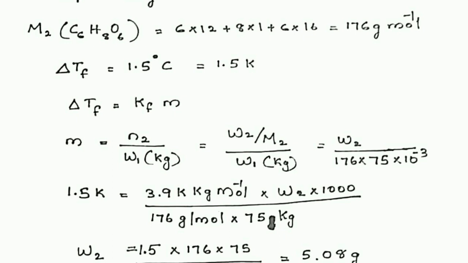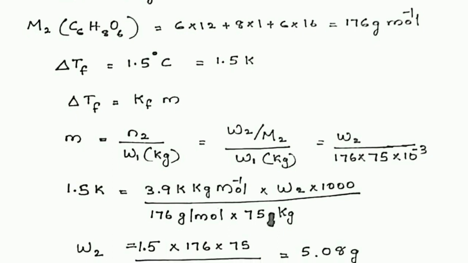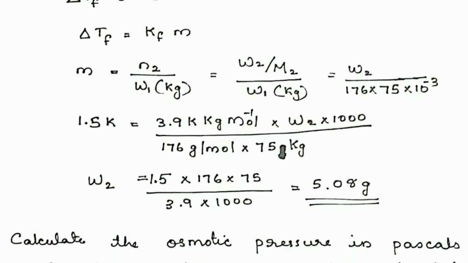So the equation will be like this. On rearranging this equation you will get W2 is equal to 1.5 into 176 into 75 whole divided by 3.9 into 1000, which is equal to 5.08 gram.